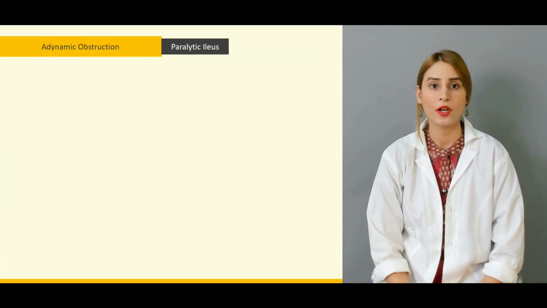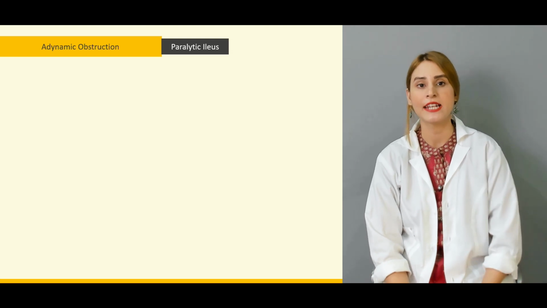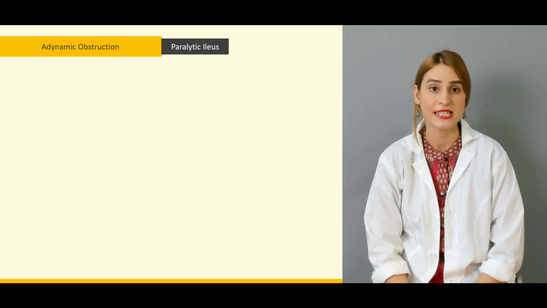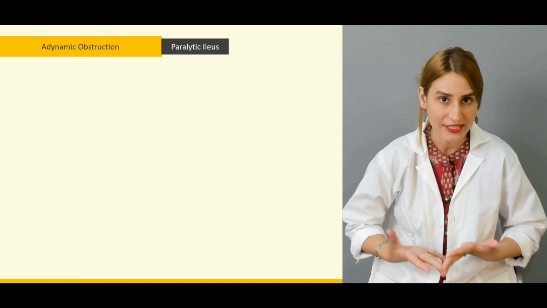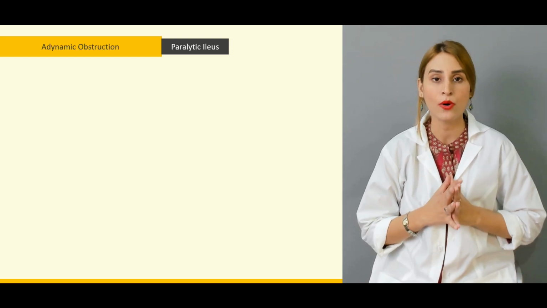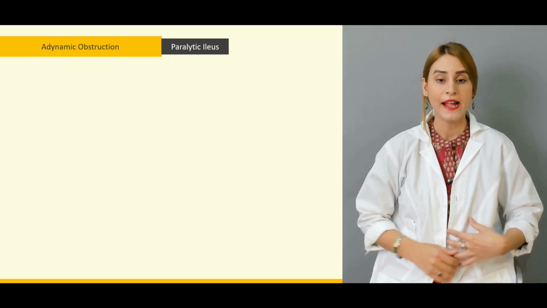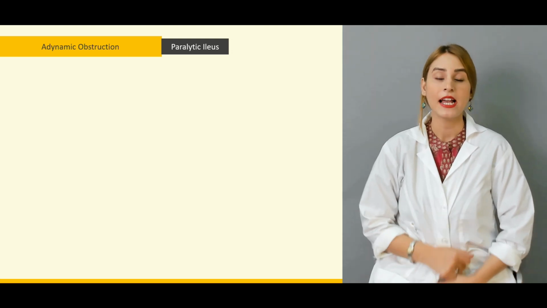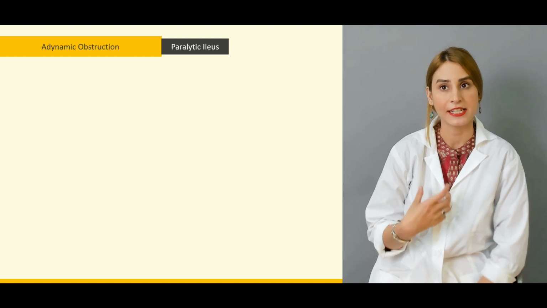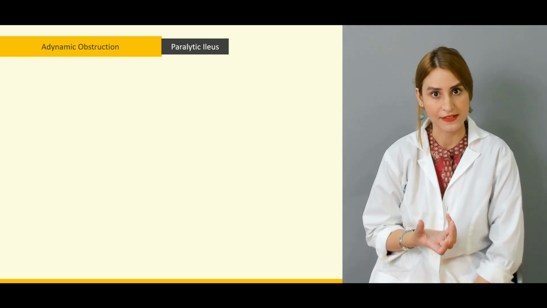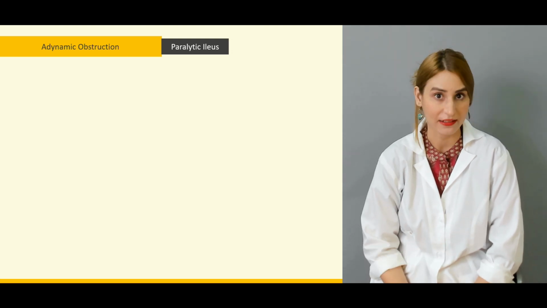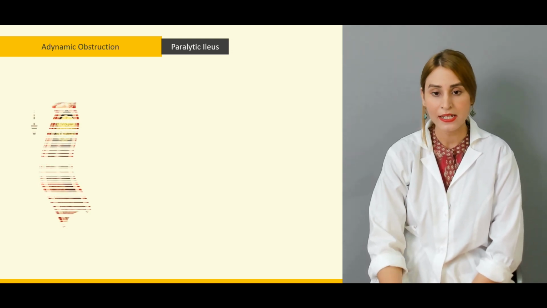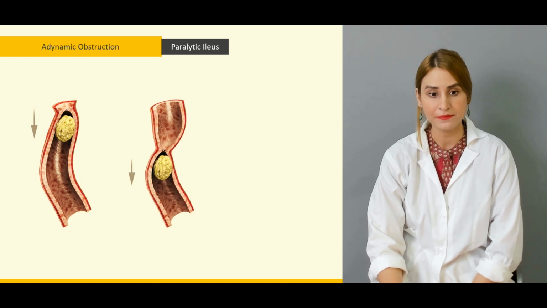The other, adynamic obstructions; this was all about the dynamic obstructions. Now we're going to talk about the adynamic obstructions, in which there is no peristalsis and there is no mechanical obstruction. The first is the paralytic ileus. The paralytic ileus means that the gut is in paralysis, and there is no peristaltic activity, although there is no mechanical obstruction, right? And you can see here.